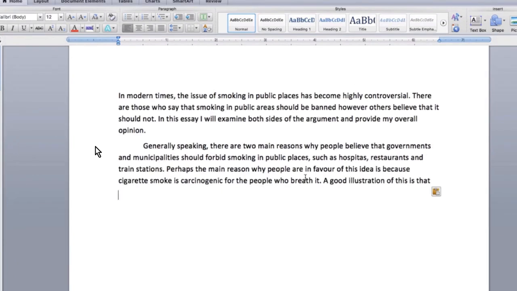A good illustration of this is that people who smoke a lot often develop lung cancer. Great, and that's fine. That's all you need. It would be nicer, maybe we could do a bit more here. So let's try and add a bit. People who smoke a lot, but there's this more great vocabulary.